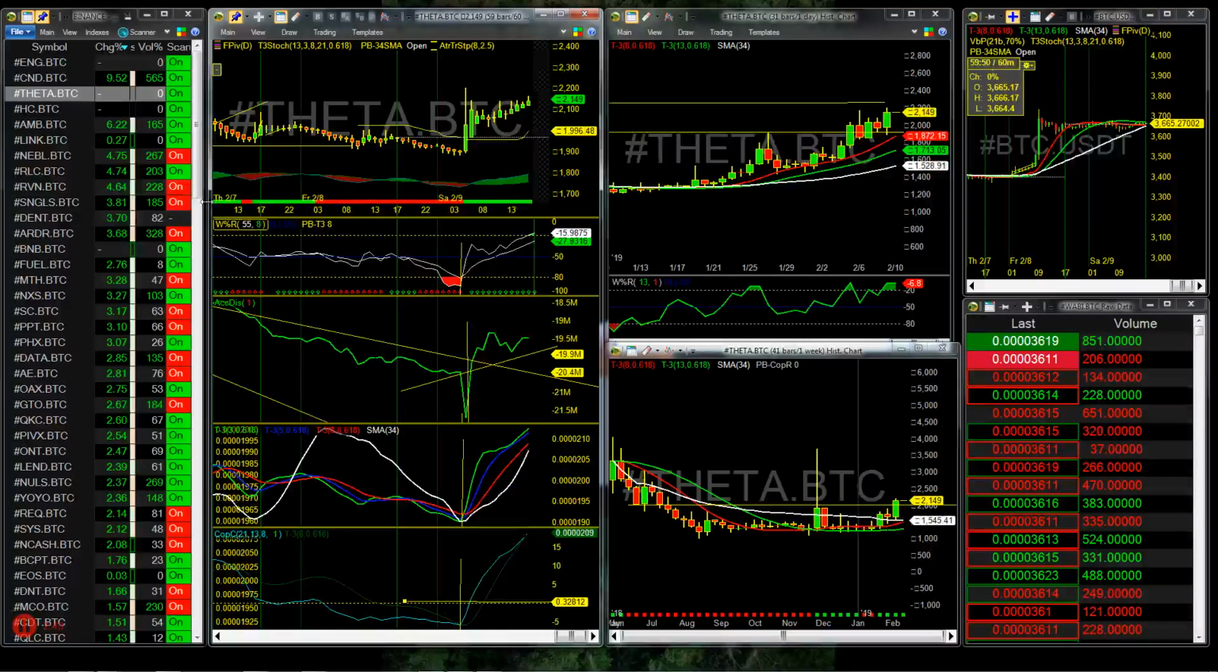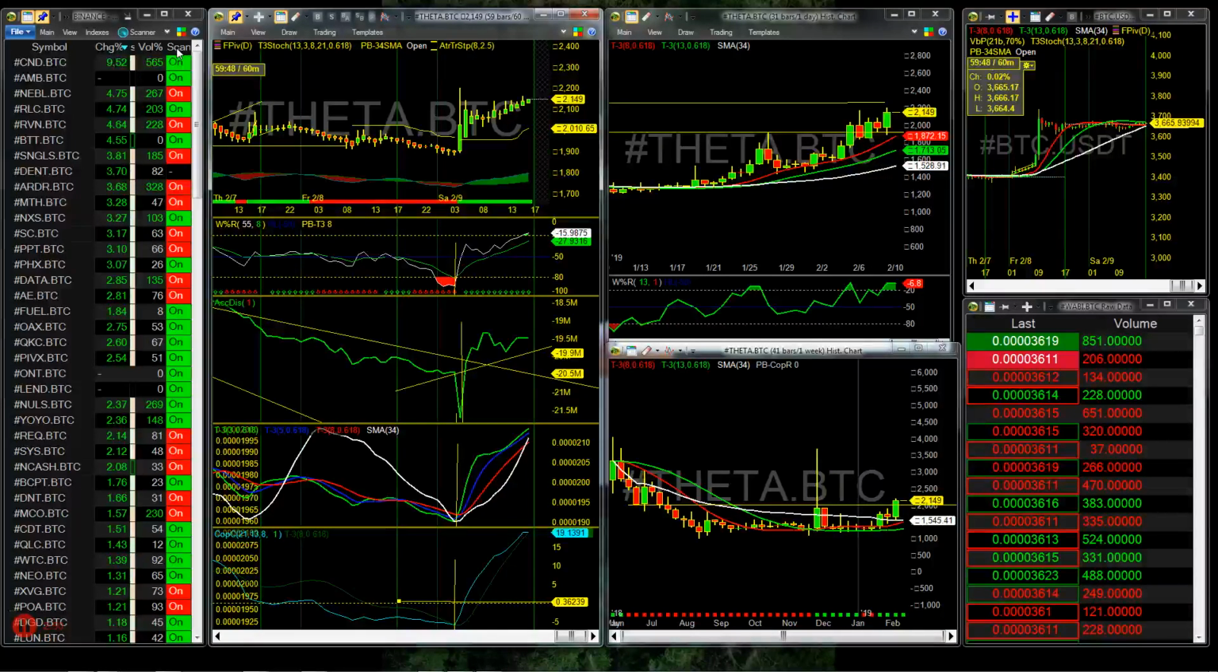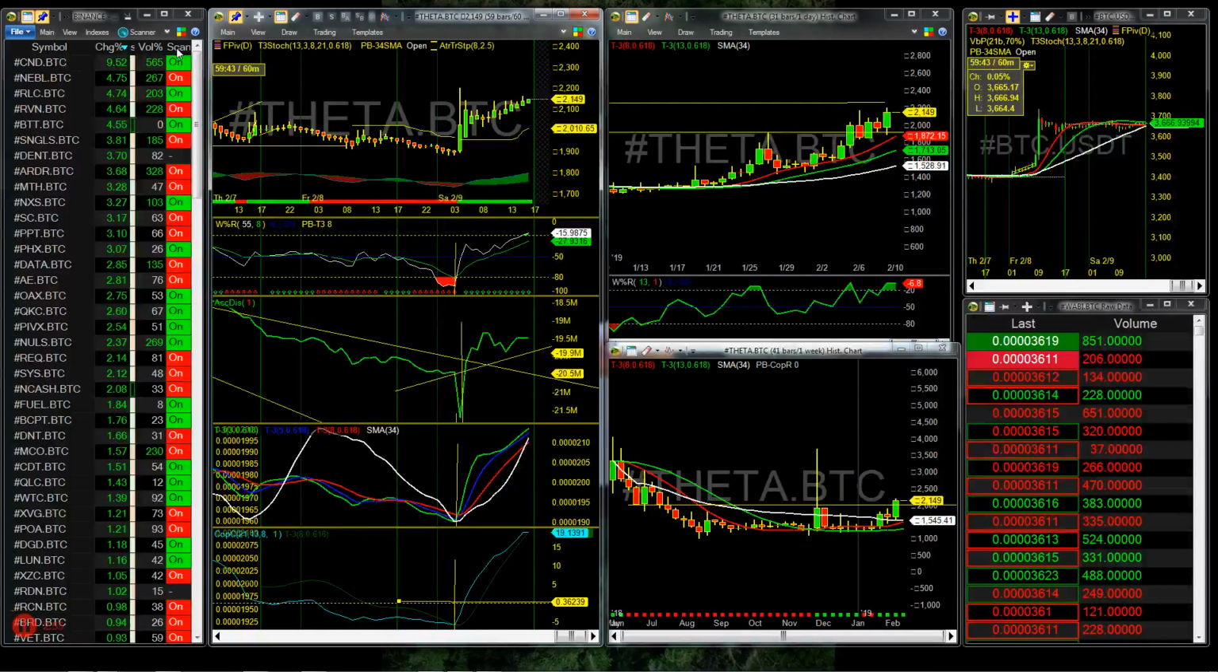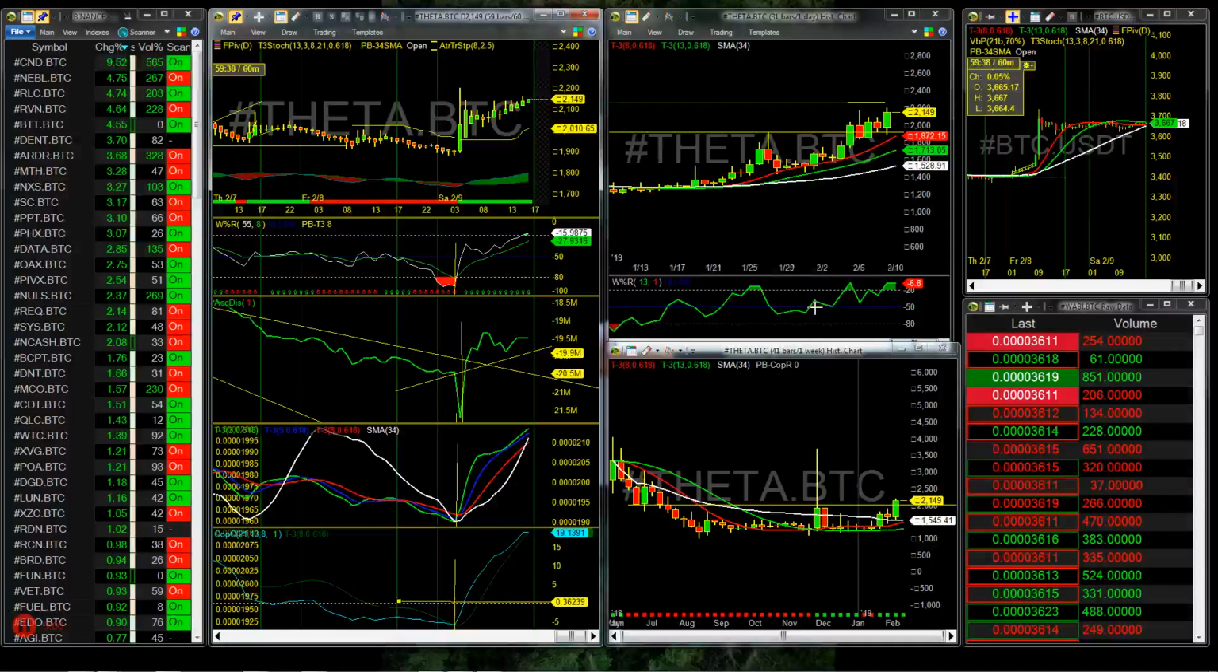Looks like we got a new candle coming in. I turned off the scan, and things are backfilling a lot faster there. Let's look at Bitcoin.